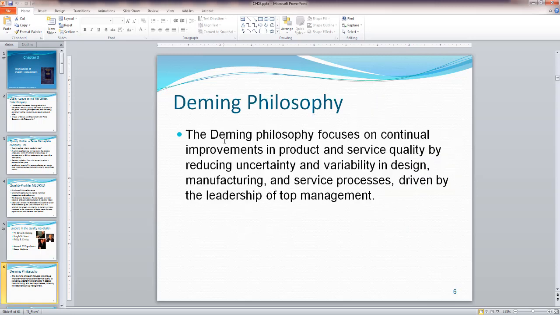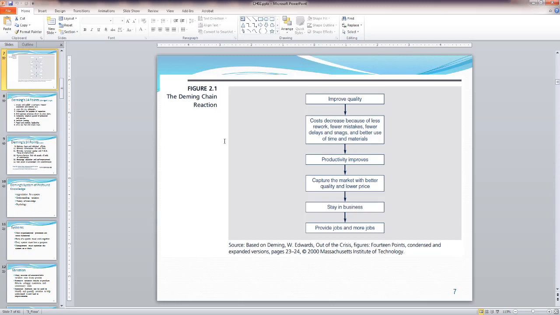Deming, we're not going to go over this again. You read this in your readings for the week. This is basically the Deming chain. You improve quality, decrease costs, productivity improves, you capture the market, you stay in business, and then you just keep providing jobs and more jobs. So this is a continuous cycle. Once you get jobs, you don't stop. You go back and you continually improve. That's what we call continuous process improvement.